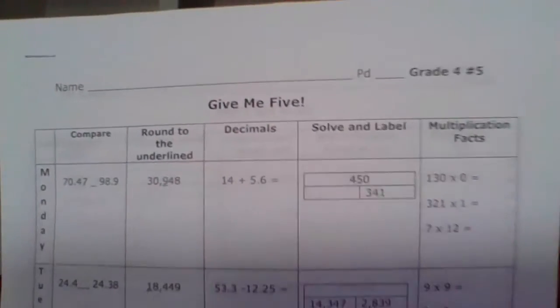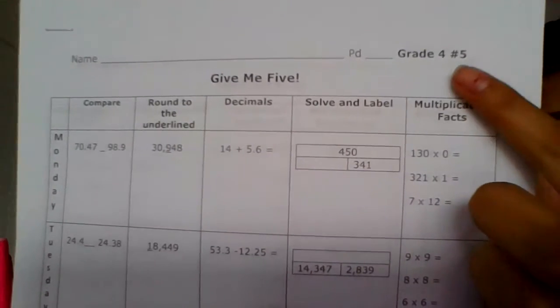This week we are doing the Gimme 5, page number 5. Page number 5. And let's go ahead and get started on Monday's row. The first column is compare. Okay, so this week we're going to be comparing decimals, fractions, and whole numbers.